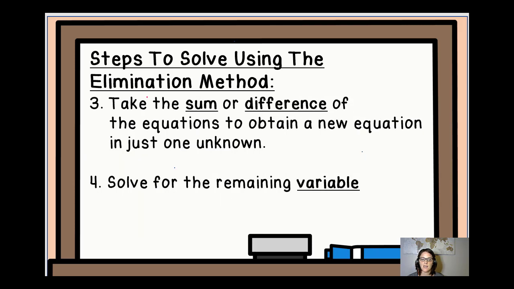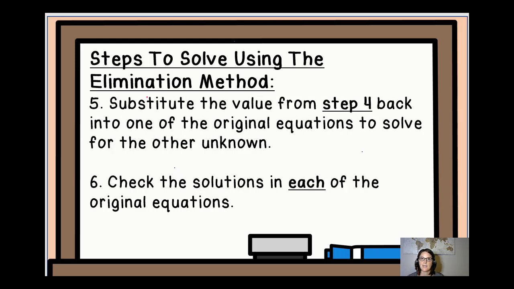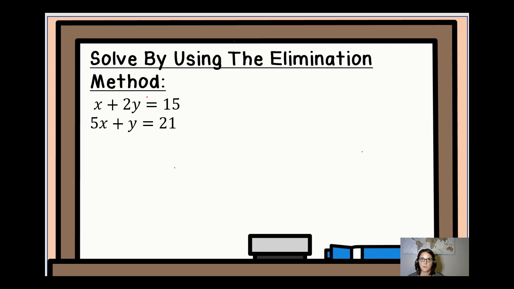Step 3, take the sum or the difference of the equations to obtain a new equation in just one unknown. Step 4, we're going to solve for the remaining variable. Step 5, we're going to substitute the value from step 4 back into one of the original equations to solve for the other unknown. And last but not least, step 6, we're going to check the solution in each of the original equations. Okay, let's put those steps into practice and look at an example.